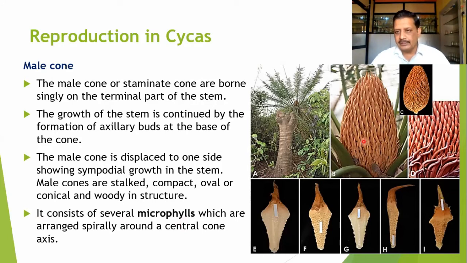Here you can observe that the arrangement of these microsporophylls on the cone is a spiral arrangement, and they are on the central axis of the cone. So these are basically terminal male cones. Here you can observe the development of adventitious buds at the base. These are microsporophylls from different species, but mostly conical in shape.